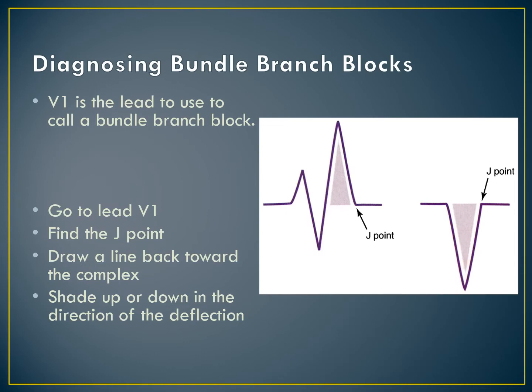Once you have determined that the QRS is greater than 0.12 seconds, you go to V1 on your printout. V1 is the only lead we will use to call a bundle branch block in this class. When you look at V1, you will want to find the J point and draw a line back toward the complex and shade either up or down as it allows. The J point is after the QRS, when the complex returns to the isoelectric line or transitions into the T wave.